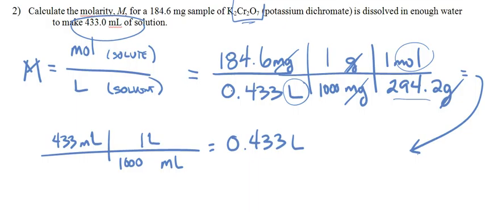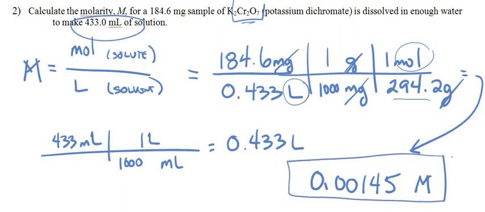So I'm going to take 184.6, divide that by my answer, and I get 0.0014, we'll say 5. And that's molarity. Now, let me double check that calculation just to be sure here. So 184.6 divided by, and I'm using parentheses, 0.433 times 1,000 times 294.2. Yep. Okay, so I'm sticking with that as my answer. So there's my molarity.